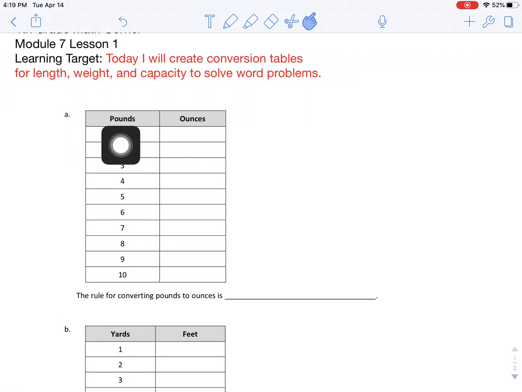Pounds are heavier. They're like the size of a soccer ball, where ounces make up pounds. They're smaller units of measurement, about the weight of a small paper clip. So in this lesson, you will need to be able to change pounds to ounces.